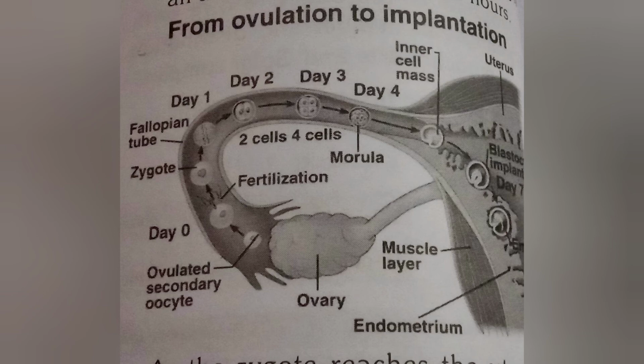Next, coming to implantation. The zygote reaches the uterus in 3 to 4 days. Mitotic cell division can occur after 24 hours. As the zygote reaches the uterus, it already has 16 to 50 cells and is now called a morula. After floating, the morula becomes a blastocyst.